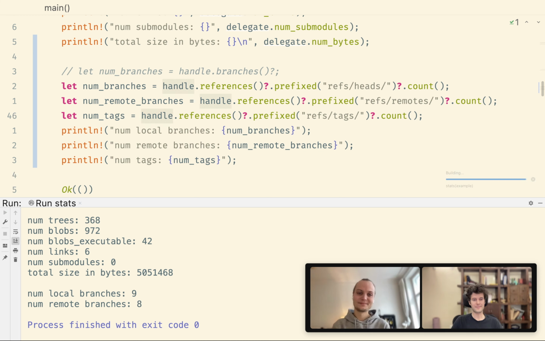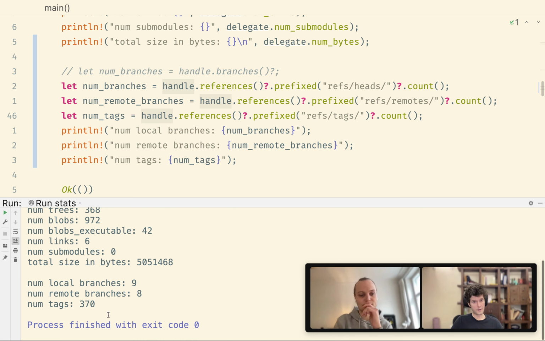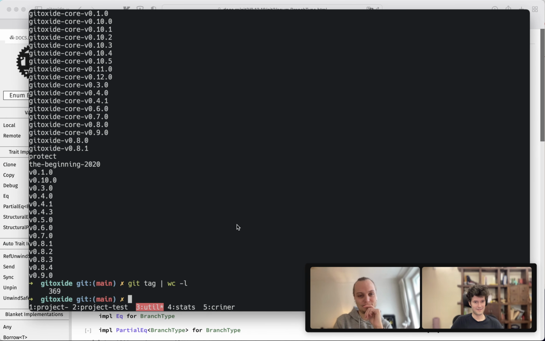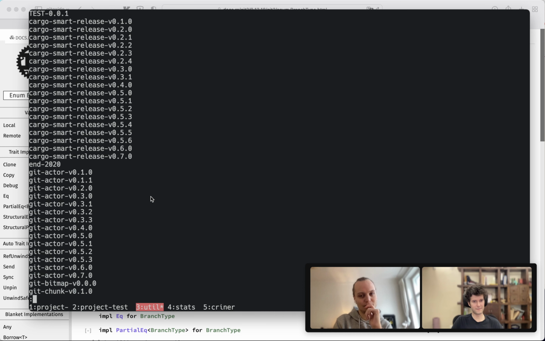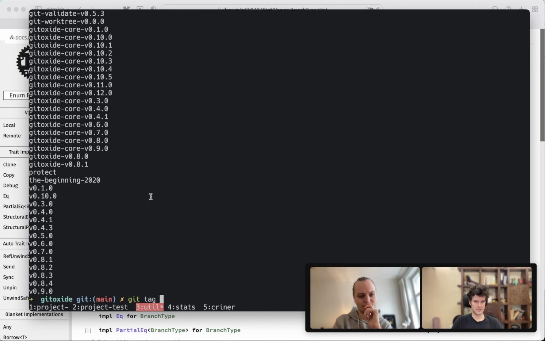So yeah, 369 is what we want. 370. Something happened. Okay, that's interesting. I don't know where that is coming from. I mean, clearly Git oxide picks up one more. And I don't know what that is because it will only look in... Yeah, it's also hard to spot the difference without writing a file.